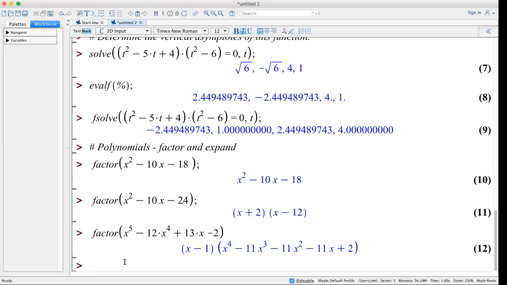Suppose we have a product of polynomials. Let's just take a couple of these.